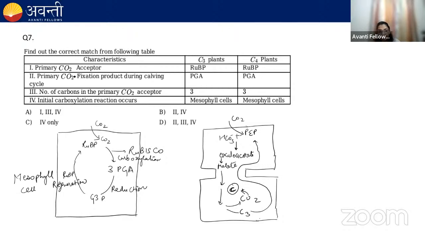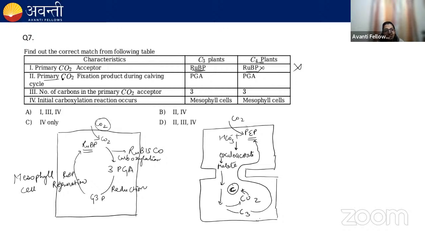Now look at the question. One says that the primary CO2 acceptor in C3 plant is RuBP. Yes, the primary CO2 acceptor in C3 plant is RuBP, ribulose 1,5-bisphosphate. In C4 plant it is not RuBP, it is PEP, phosphoenol pyruvate. So the first is incorrect.